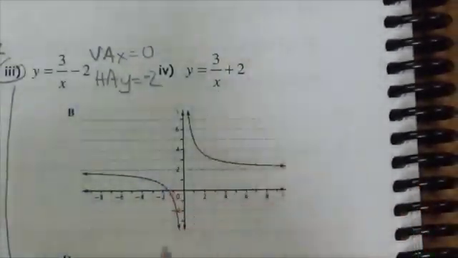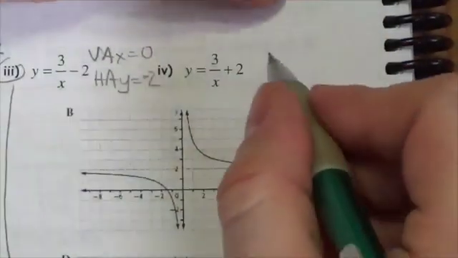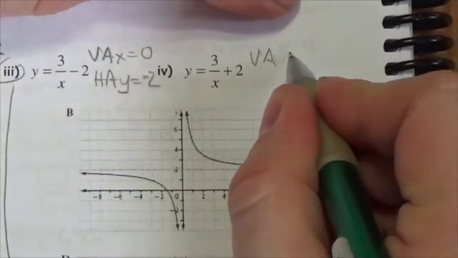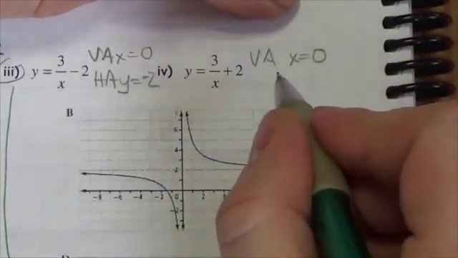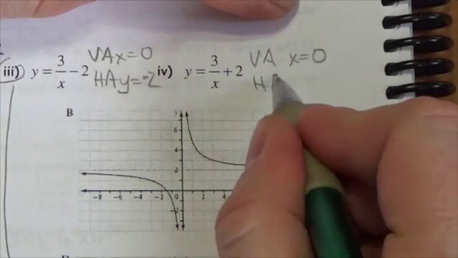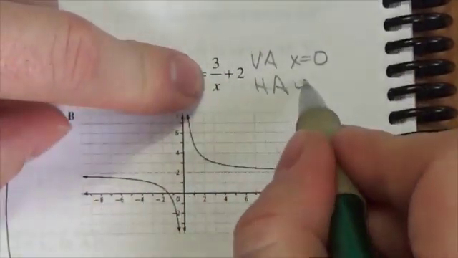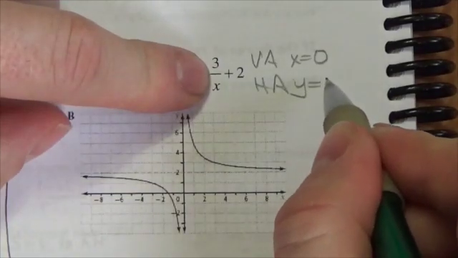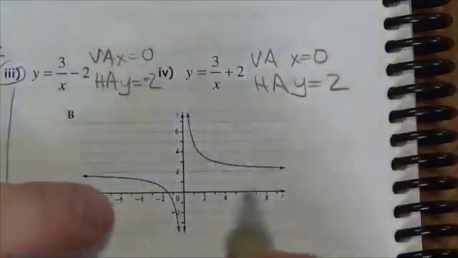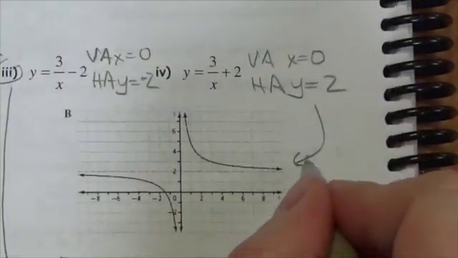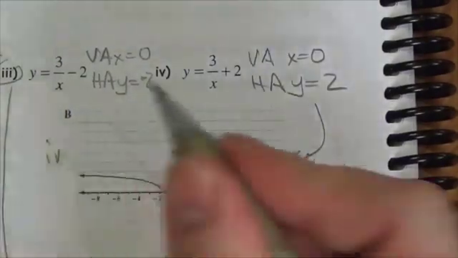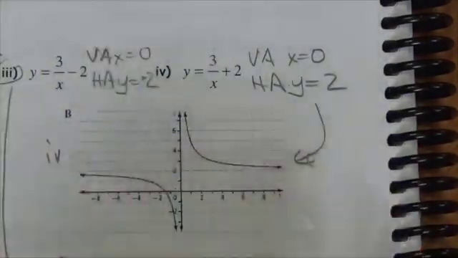And now by default, it's got to go to this one here. But let's just take a quick look at it. My vertical asymptote here is going to be x equals 0. And my horizontal asymptote is going to move with the vertical translation, and this is 2 up, so my horizontal asymptote is going to be 2 up from 0, y equals 2. So yeah, there it is right here. Okay, good. And we've matched them all.